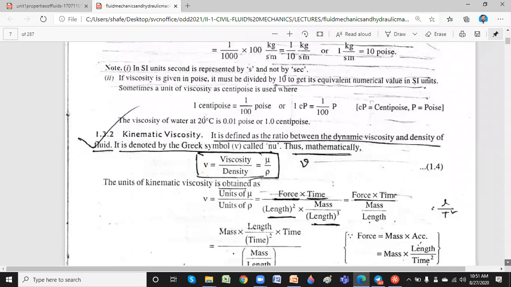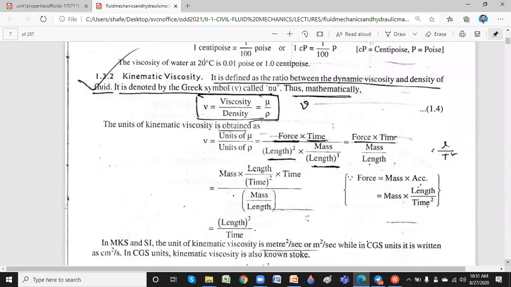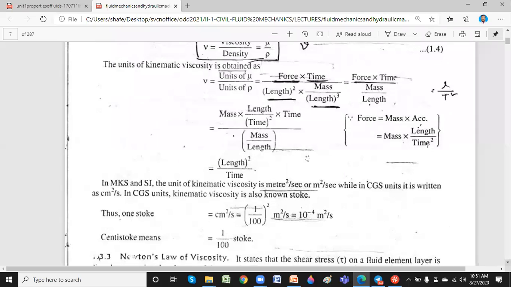Okay, so both dynamic viscosity and kinematic viscosity are viscosity only. And what are the units here? Suppose you take a CGS unit, like a poise, you have a stokes. That's the unit. And what is the SI unit for kinematic viscosity? You see here, it is meter square per second. So remember, we have learned viscosity. What are the units for dynamic viscosity? Poise or Newton second per meter square.